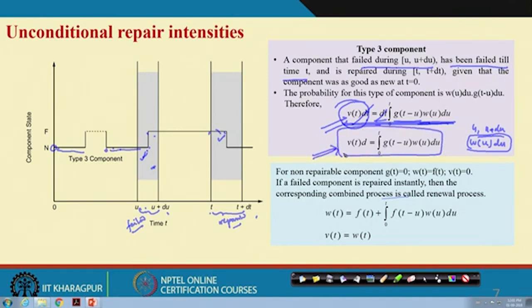Okay. So, for a non-repairable component, what will happen is that g(t) is 0, w(t) equal to f(t), that I have already told you, and v(t) will be 0. If a component fails and is then repaired instantly, then the combined process will be like this. w(t) will be f(t) integrated from 0 to t, and v(t) will be w(t).